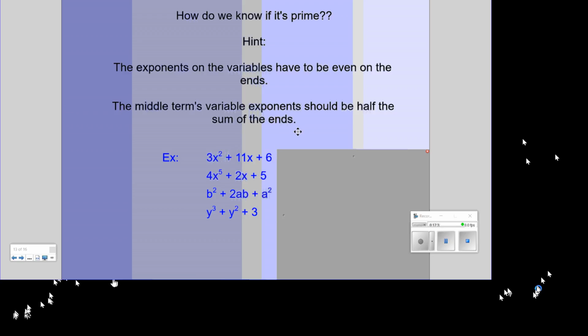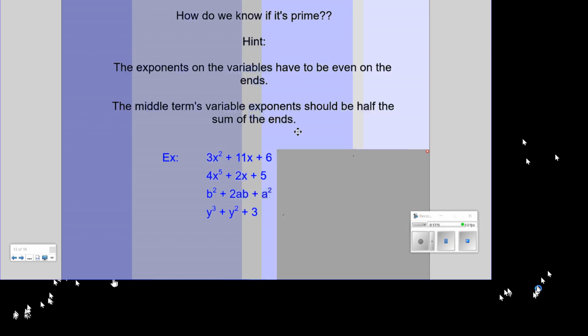What you should do when you're trying to determine if a trinomial can't even be factored at all is look for the exponents on the ends of your variables to be even. So the exponent on the variables have to be even on the ends. So your terms on the ends should have even exponents on those variables. And the middle term's variable exponent should be half the sum of the ends.